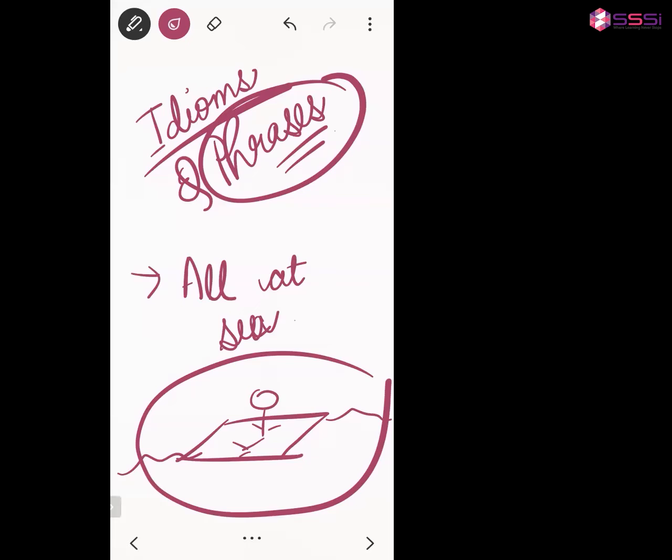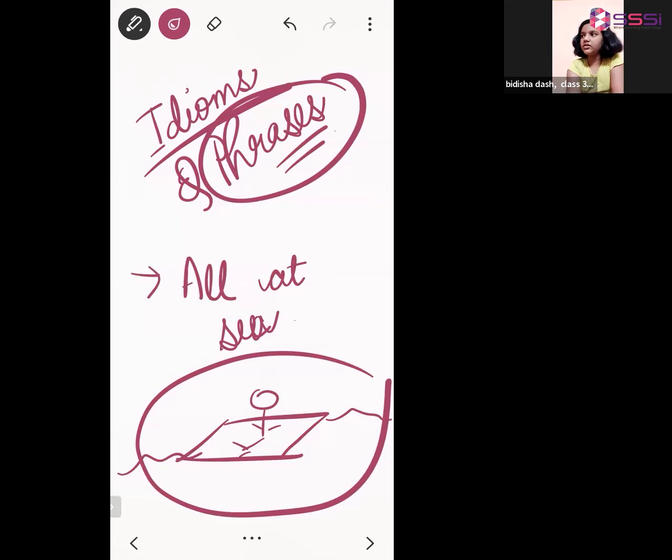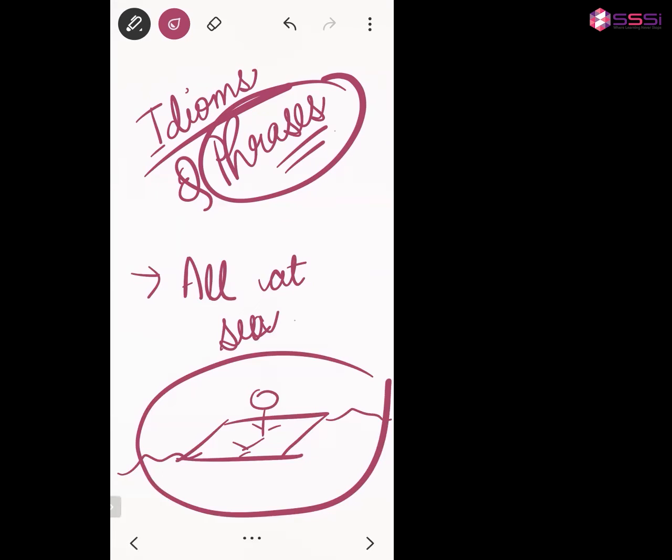So in our day-to-day life, when we feel confused, we say, I am feeling all at sea. That is, I'm confused. I am feeling all at sea. That means I'm feeling confused. So these are idioms and phrases.